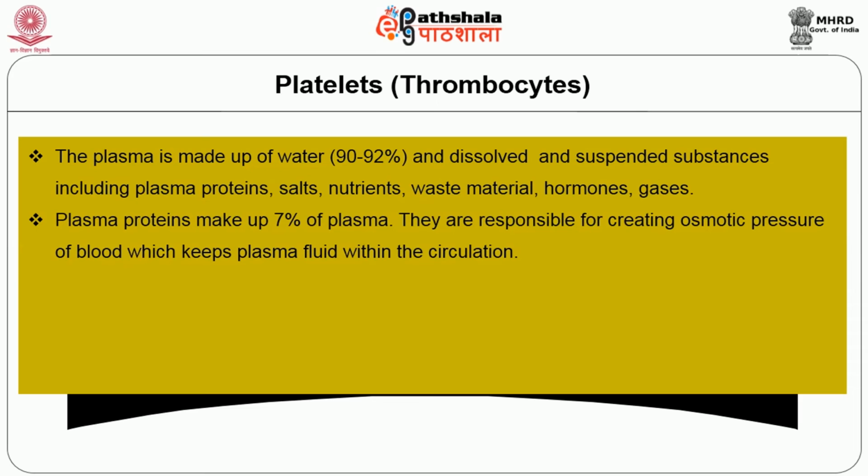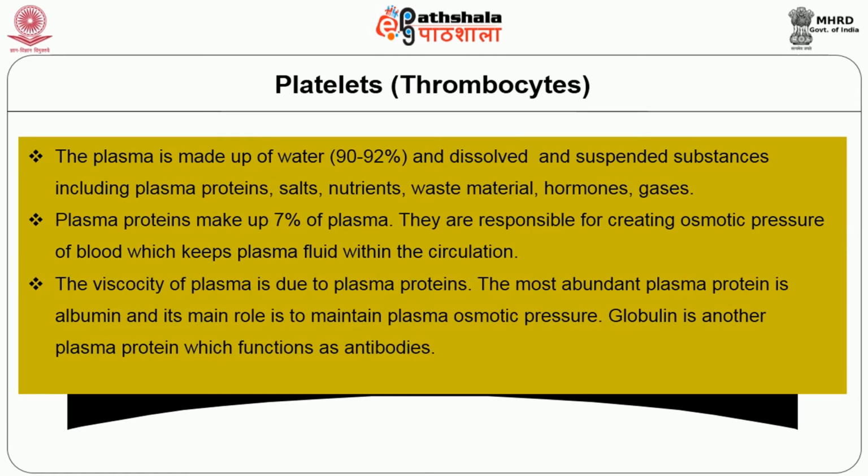They are responsible for creating the osmotic pressure of blood, which keeps the plasma fluid within the circulation. The viscosity of plasma is due to plasma proteins. The most abundant plasma protein is albumin, and its main role is to maintain the plasma osmotic pressure. Globulin is another plasma protein which functions as antibodies. It carries hormones and inhibits some proteolytic enzymes.